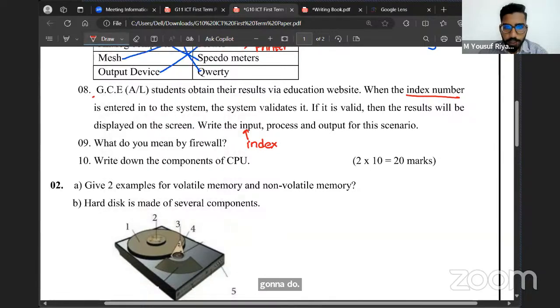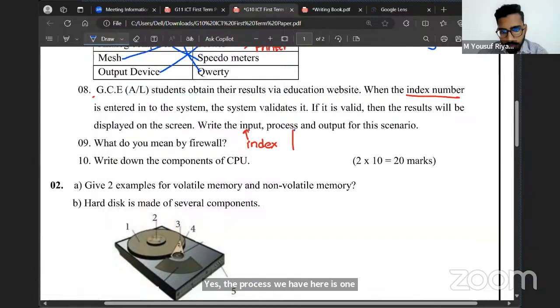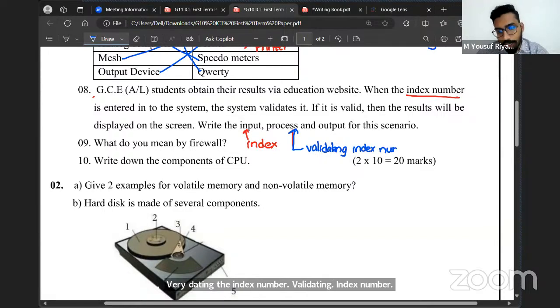There are actually two processes. One is said directly, one is indirectly said. Yes. The process we have here is one thing, validating the index number. Think and tell me, it's not directly mentioned, it's indirectly mentioned. Think and tell me what is the other process we have here.